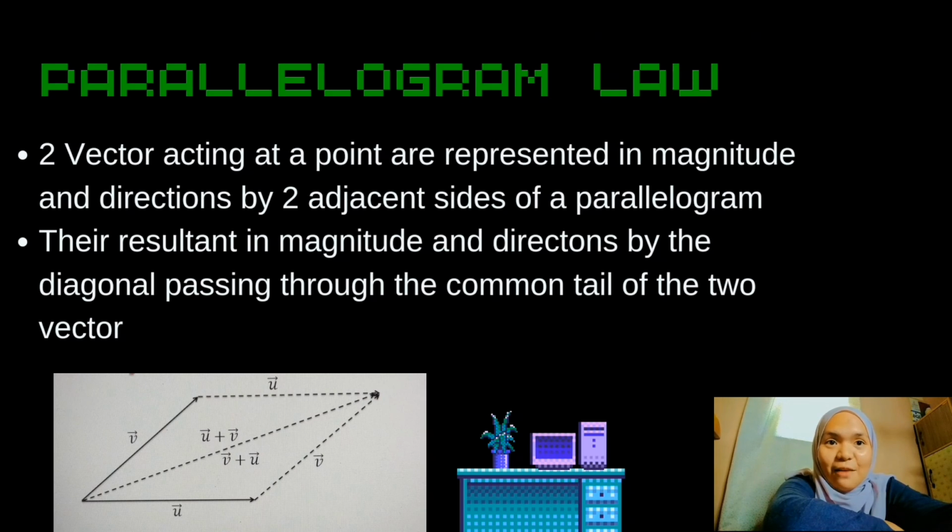And last is parallelogram law. Two vectors acting at a point are represented in magnitude and direction by two adjacent sides of a parallelogram. The resultant in magnitude and direction is given by the diagonal passing through the common tail of the two vectors.